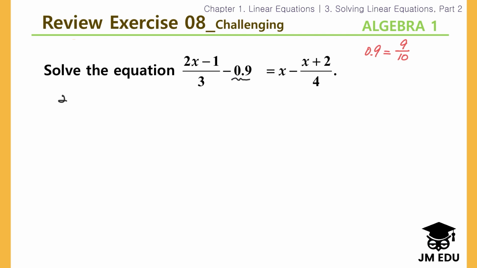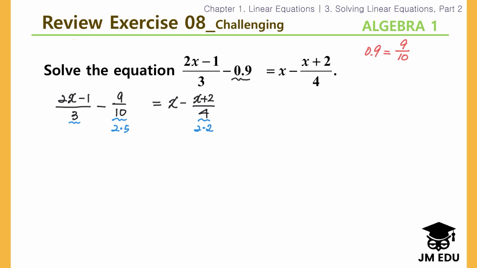So let me rewrite this equation right here. 2x minus 1 over 3 minus 9 over 10 is equal to, we have x minus x plus 2 over 4, right? So we have 3 fractions. So we have to find the least common multiple, right? So 10 is 2 times 5. 3 is just 3, right? We have a 4 here, which is 2 times 2.